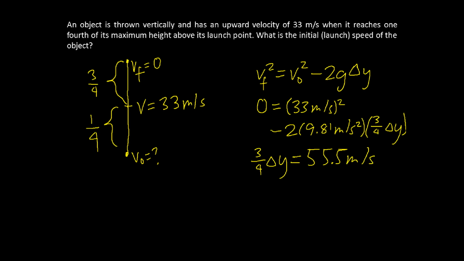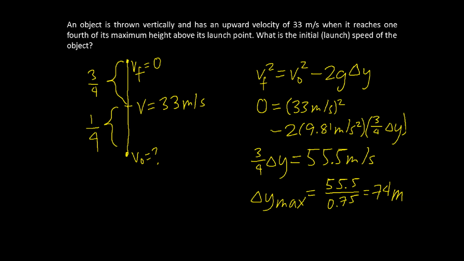Our delta y now, we'll just label this as delta y max, subscript max, equals 55.5 divided by 0.75. This will give us 74 meters.